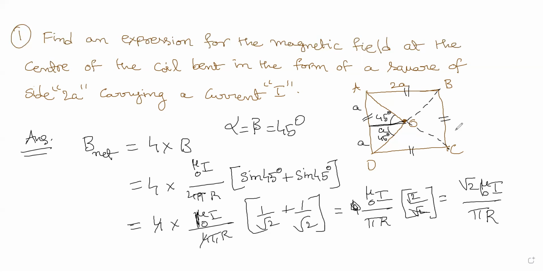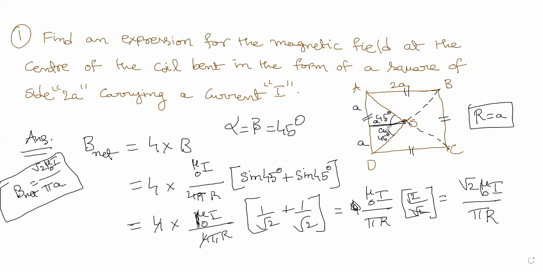So here r is a. That's the side length which they have given. This r value is a here. So substitute r equal to a. So you have B net is root 2 mu naught I divided by pi a. That's the answer for you.